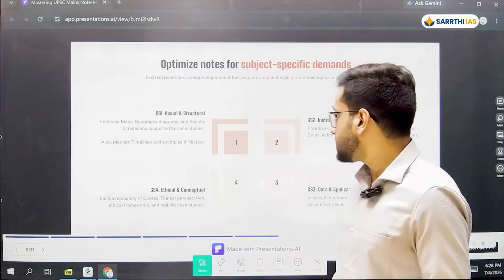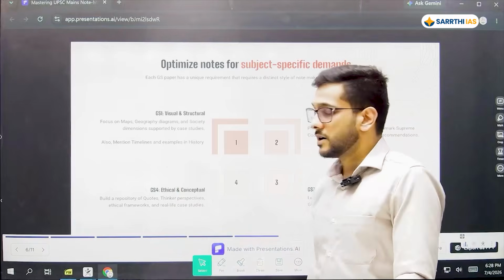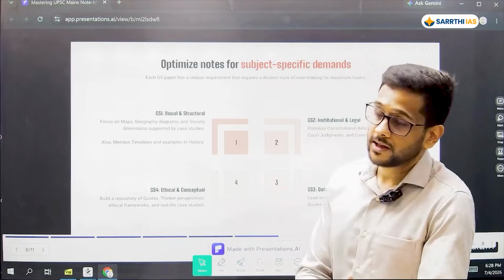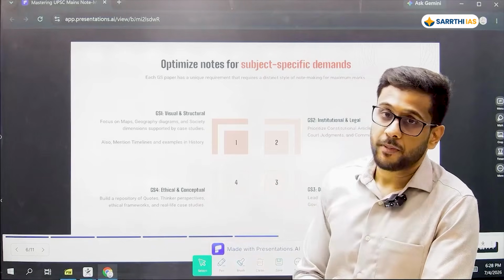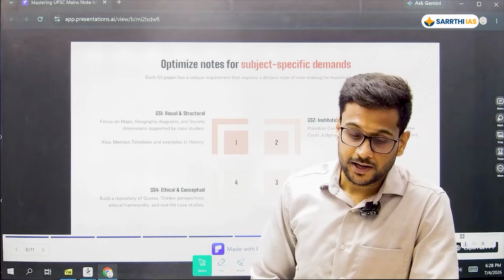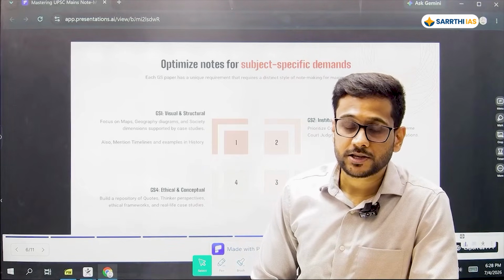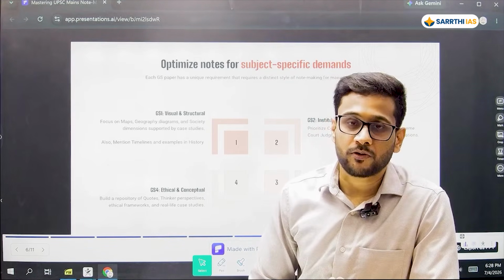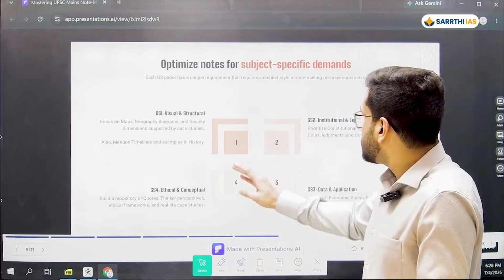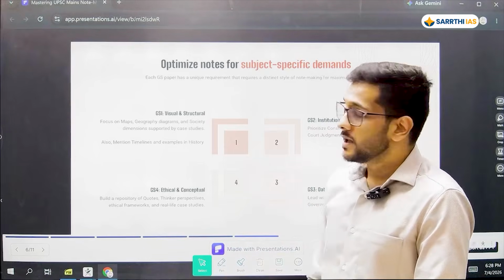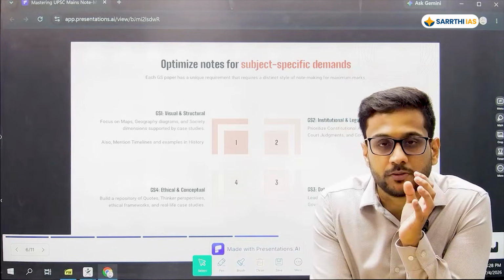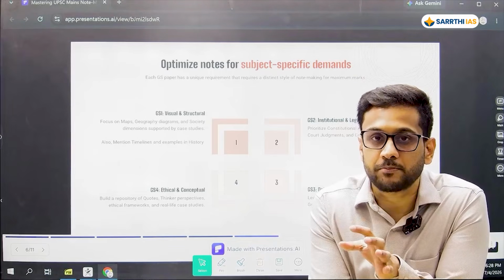So, for example, in GS1, I used to focus mainly on value addition, but you have to focus on maps, diagrams, in ancient history, art and culture, geography, and in some cases, world history also. So maps and diagrams are important there. In society, you have to focus on multi-dimensional examples.